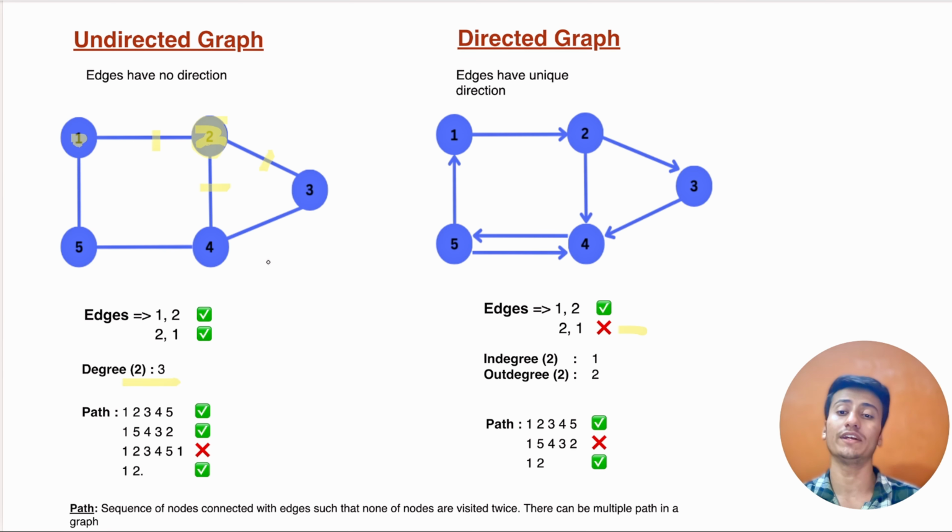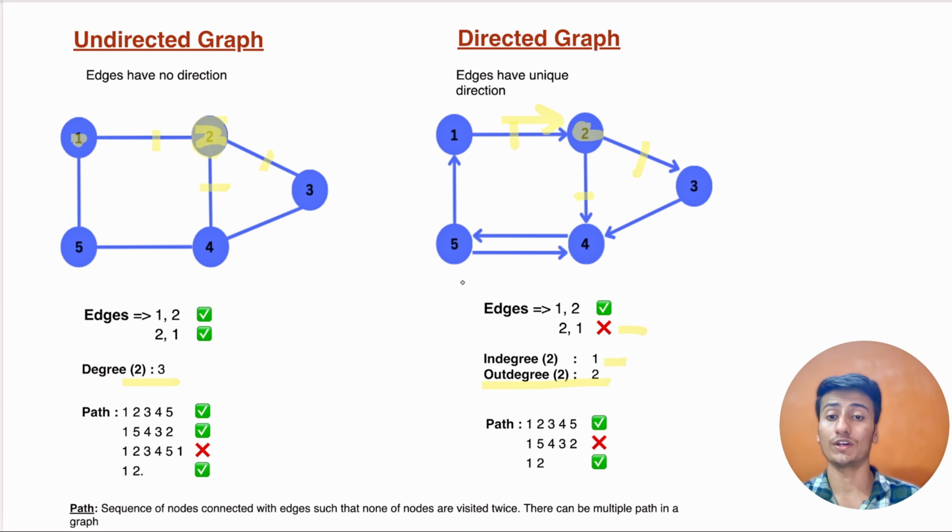Let's see what will be the degree in a directed graph. In a directed graph, since there are incoming and outgoing edges, we define degree as in degree and out degree. The in degree is the number of edges that are coming towards a node. So let's see what is the in degree of 2. There is only one edge that is coming in towards 2. So we can say the in degree of 2 would be 1. And there are 2 edges going away from 2. So we can say the out degree of node 2 will be 2.